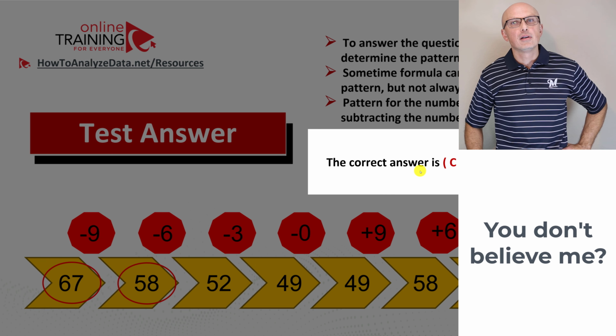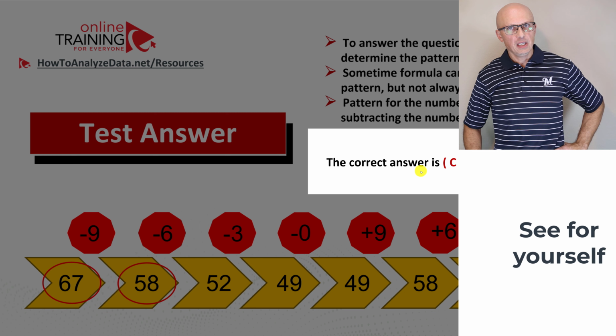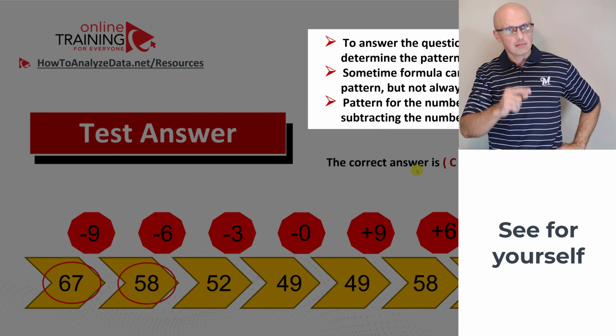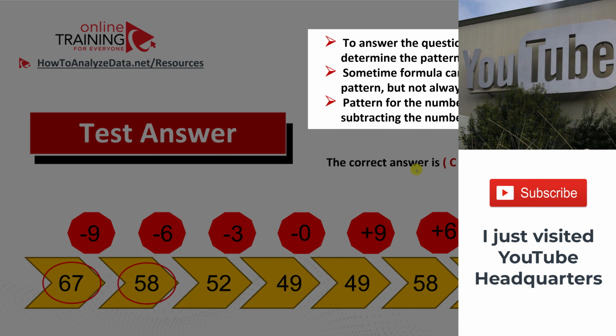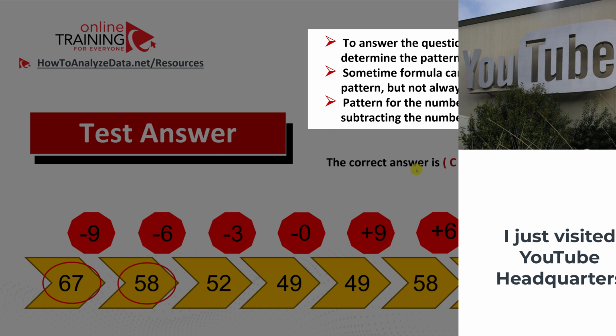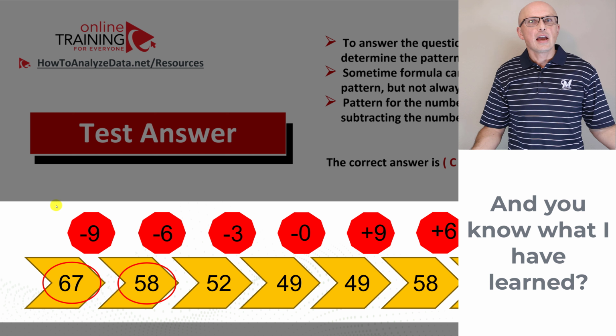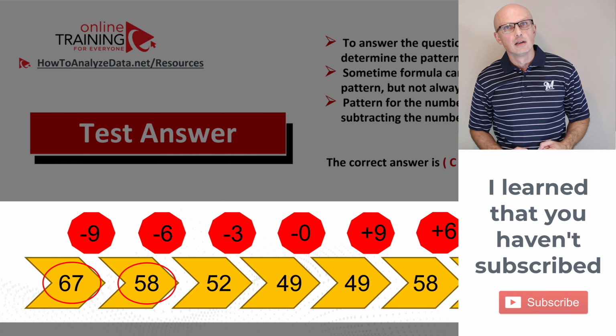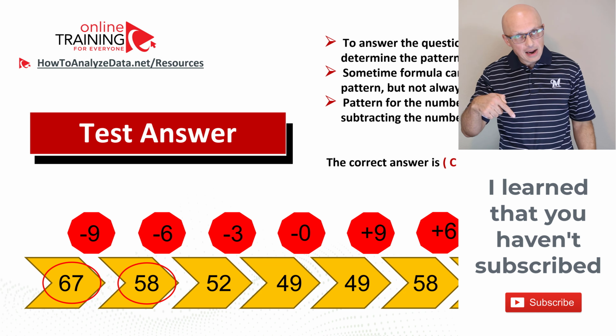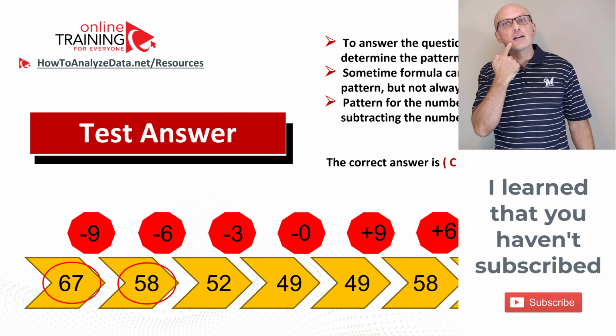So the final answer here is C, 67. Let's recap. To answer pattern questions, most of the time you need to determine the formula. In this particular case, there's no formula. So all you need to do is just put the differences between the numbers and determine the last number in the sequence. Hopefully you know now how to answer these types of questions on the test.